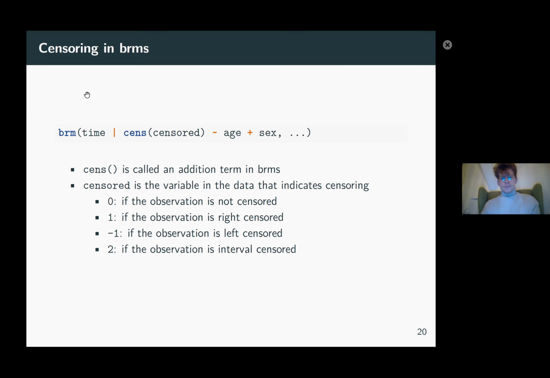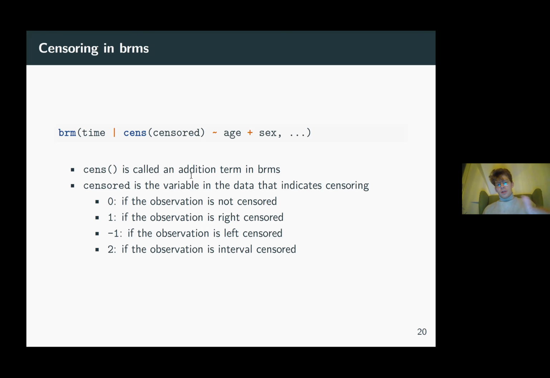So after the response variable, you're using this pipe, this vertical dash. Then you're specifying the function that you want to use. Here for censored data, we're using the cens function, and inside the cens function, we are specifying the variable that contains the relevant information, in this case about censoring, and in the kidney example, this variable is called censored.